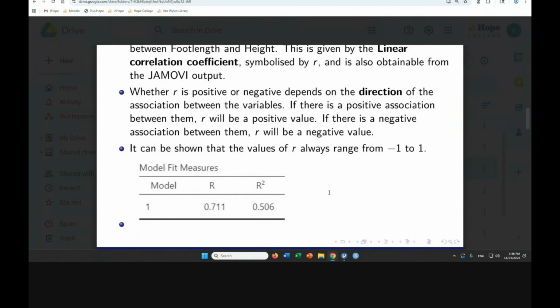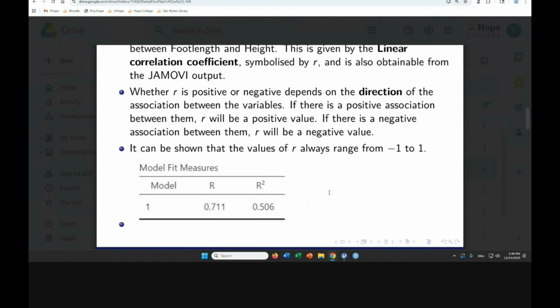A negative value of R tells you that the relationship is a negative one, like car price and car age. As the car gets older, it's worth less. That's a negative relationship. The R will have a minus sign. But this is not a car data set. Are we okay? So the LCC is found there.